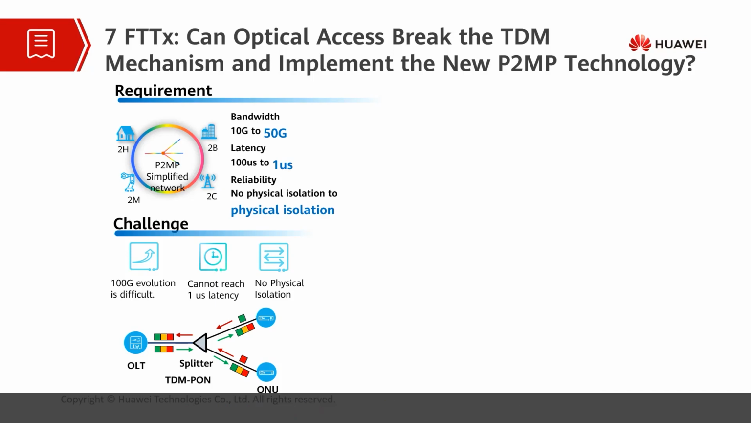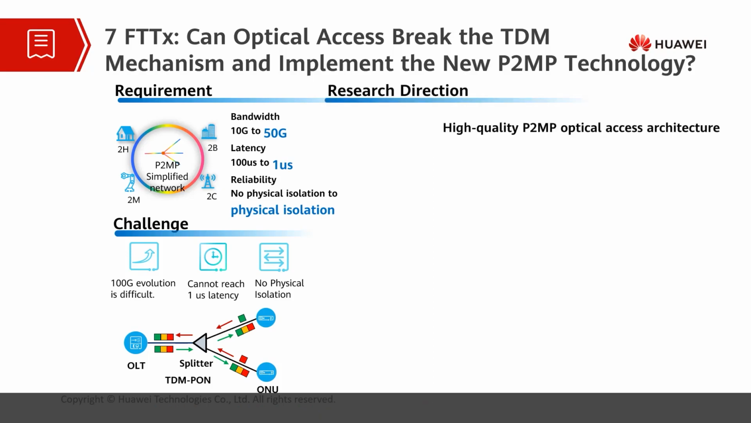Based on this trend, the current optical access network has encountered some bottlenecks during the evolution towards these goals. The current architecture cannot meet the requirements of 200 gig upstream transmission, 1 microsecond latency, and hard isolation is not possible. A new optical access network architecture needs to be found to replace the current TDM architecture.